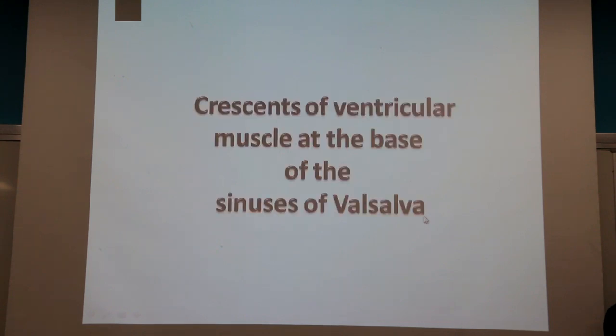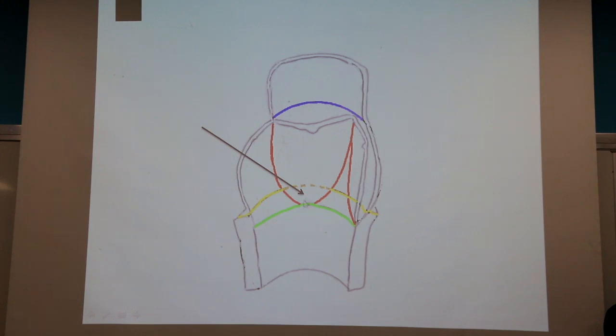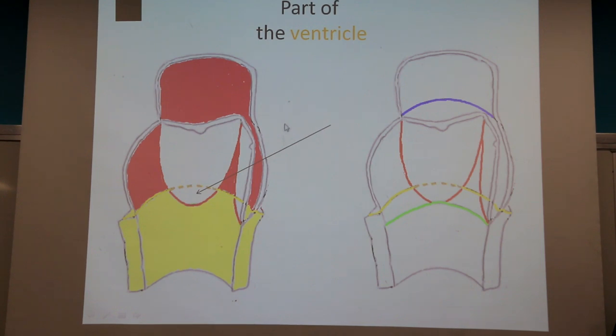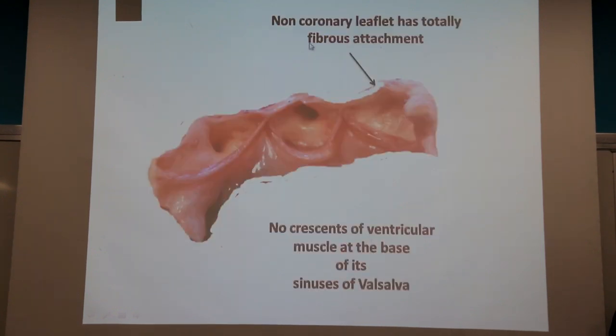Third, crescents of ventricular muscle at the base of the sinus of Valsalva here. It is included in the aortic root because, as I mentioned, the aortic root extends from the sinutubular junction to the virtual basal ring. It is part of the ventricle. It is thick. The non-coronary leaflet has a totally fibrous attachment. No muscular crescent of ventricular muscle at its base.